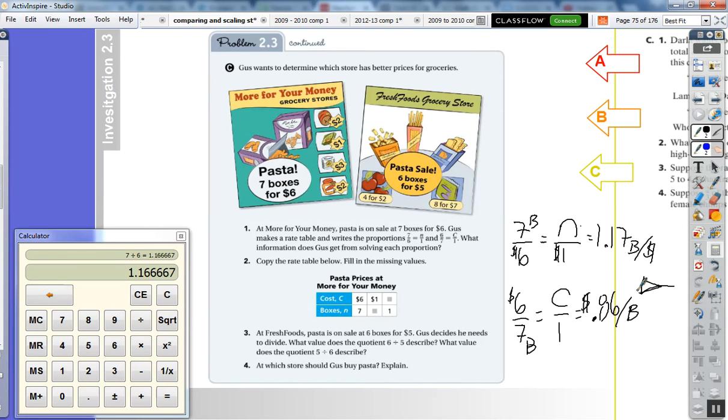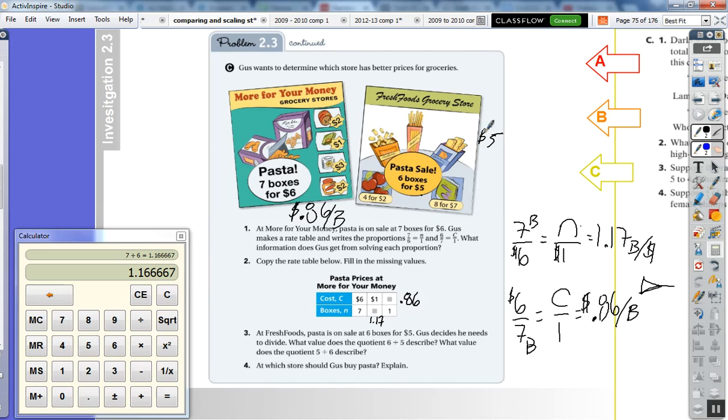I thought so. All right, so copy and complete the rate table. Fill in the missing values. So for 1 box, we know it's 0.86, and for $1, we get 1.17. All right, great. And then at Fresh Foods, we get the same basic thing. And let's go ahead and do that. So we're going to go for this one, for Fresh Foods first.